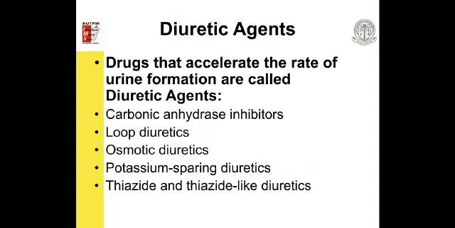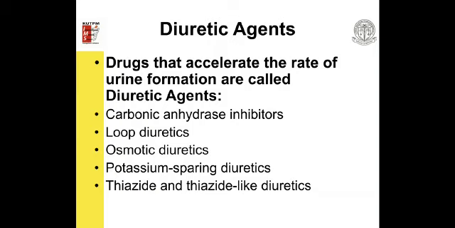They can accelerate the rate of urine formation, and these are called diuretic agents. They are classified as carbonic anhydrase inhibitors, loop diuretics, osmotic diuretics, potassium-sparing diuretics like spironolactone, and thiazides. The thiazide diuretics are the first line of treatment for hypertension. Then the loop diuretics, such as furosemide.